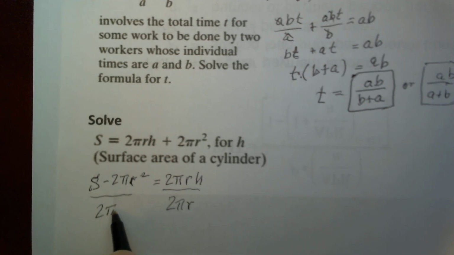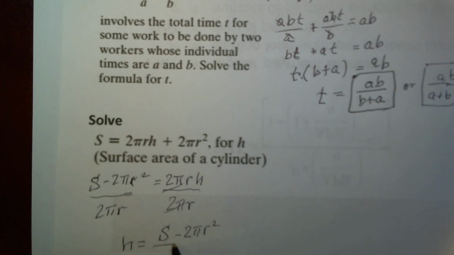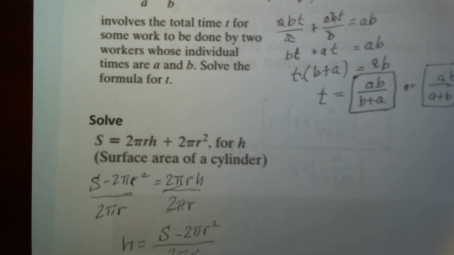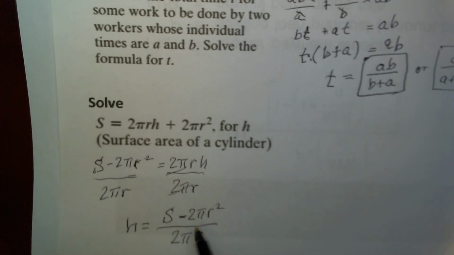And so to isolate h now, we divide both sides by 2 pi r. So the 2 pi r's cancel. So h is equal to S minus 2 pi r squared divided by 2 pi r. And no, you cannot cancel anything of the pi or the r against this term here, because it is a term of the sum, and therefore you cannot cancel anything here. This is the final answer for h.